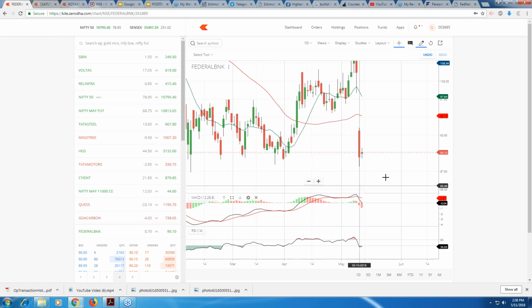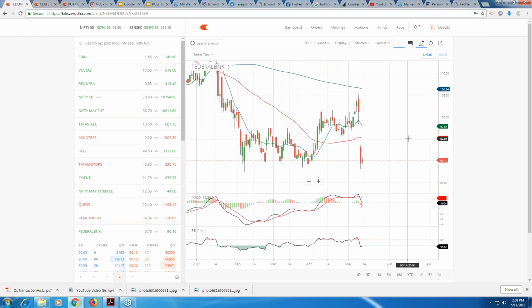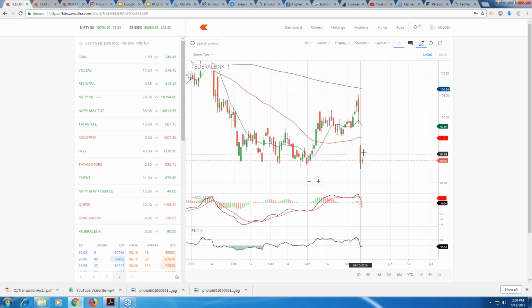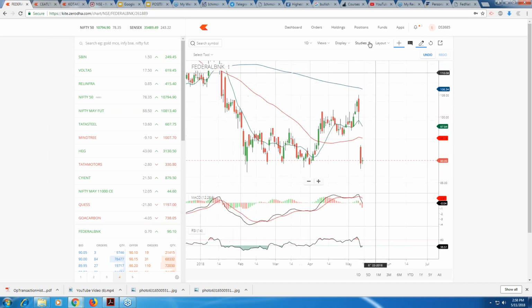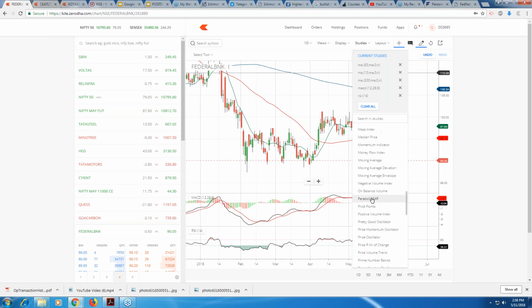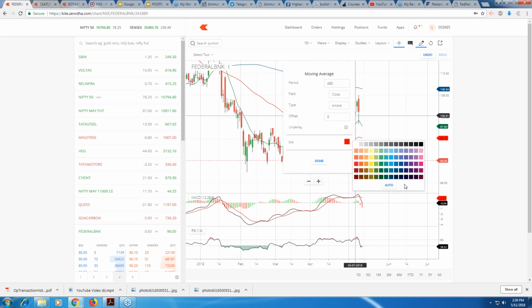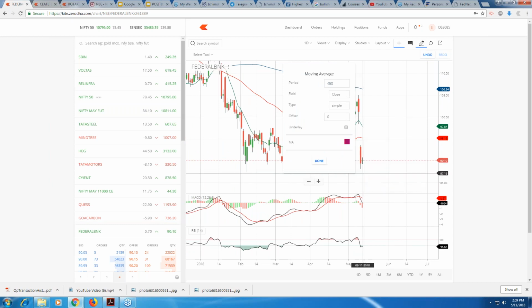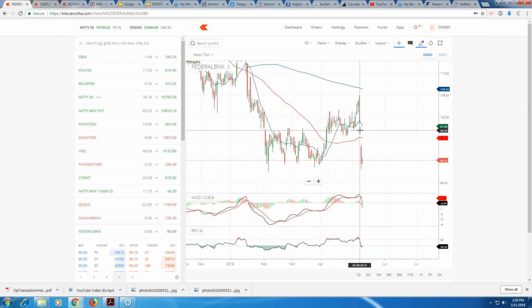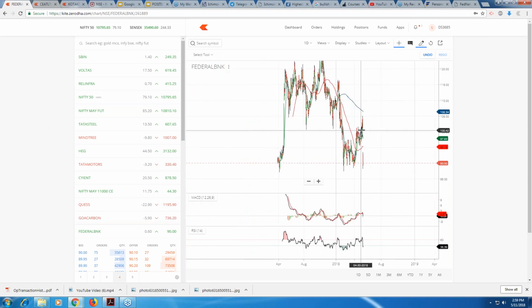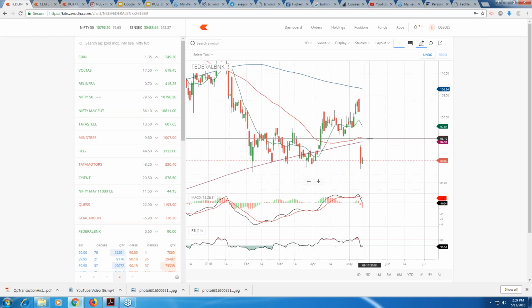This is my setup, right? This is my simple setup. If you wish, you can do one more thing, which usually I keep. I'll tell you the reason. Again, go to the moving average. Now take 450, and you can take some different color here, purple color, and done, right? So these are the different values of moving averages.